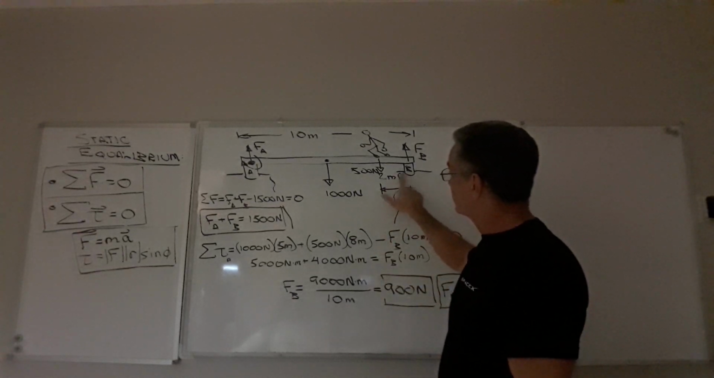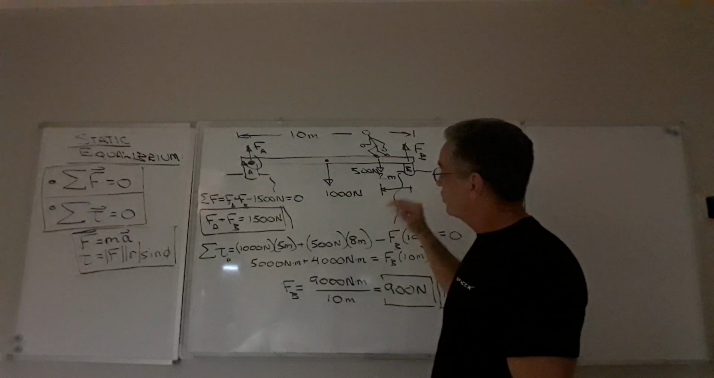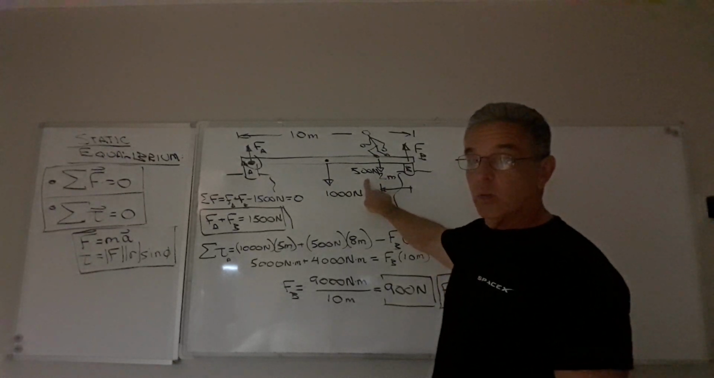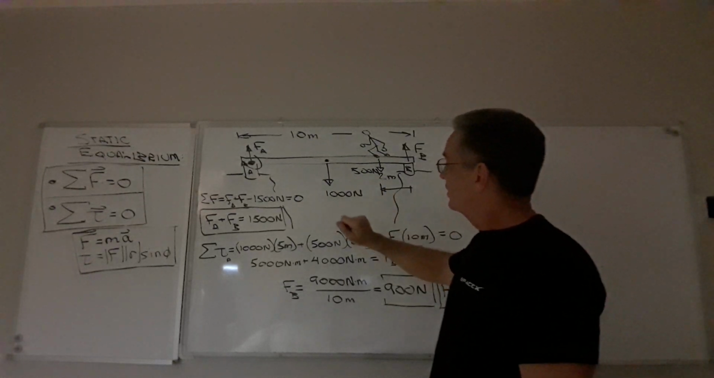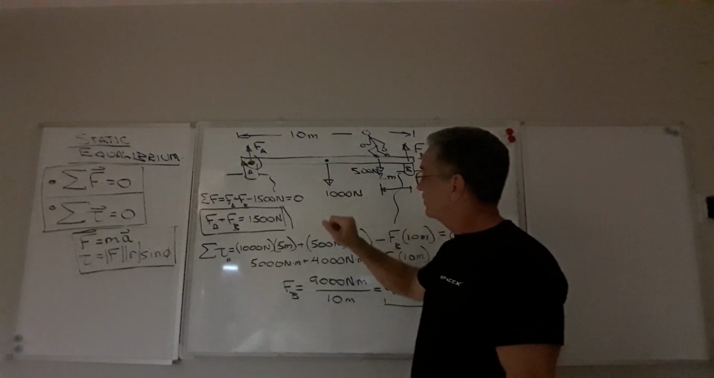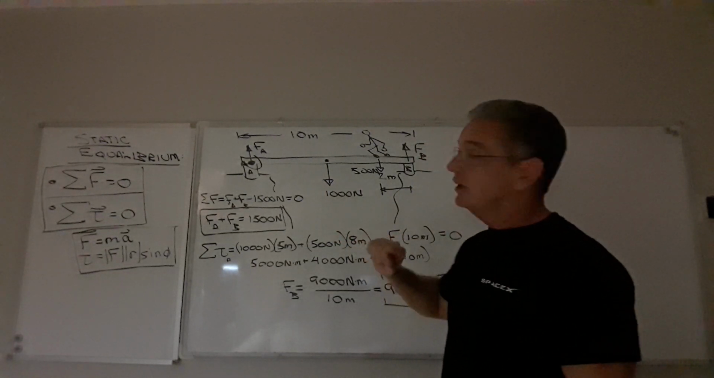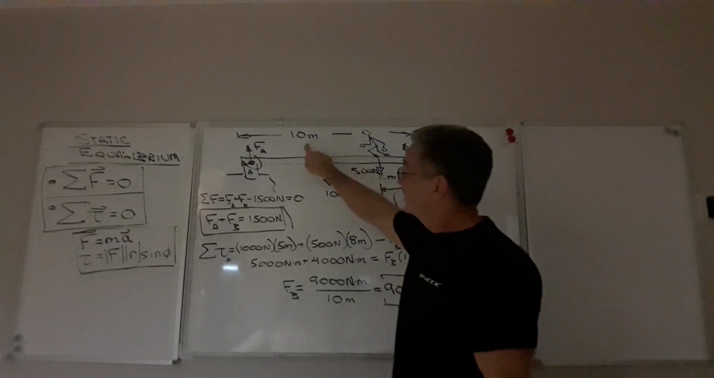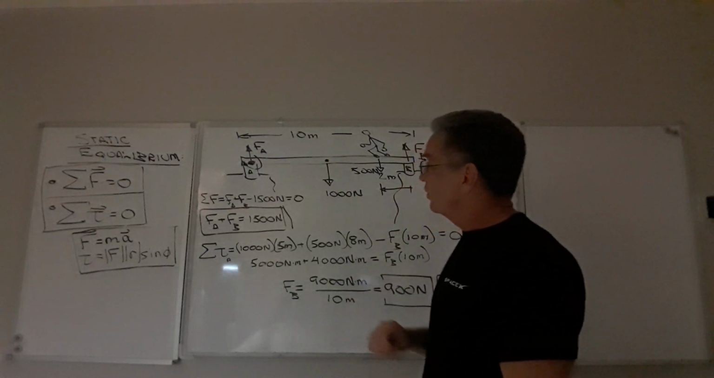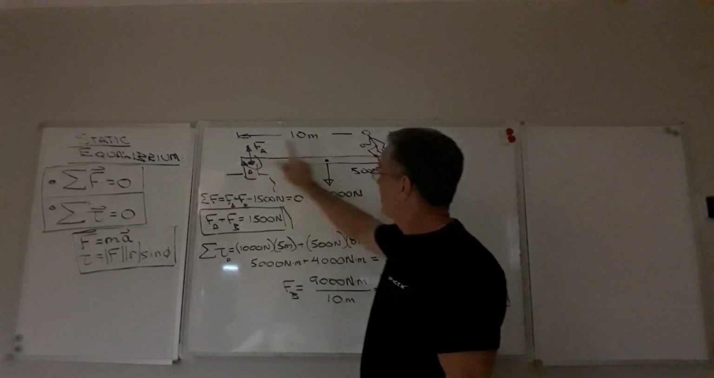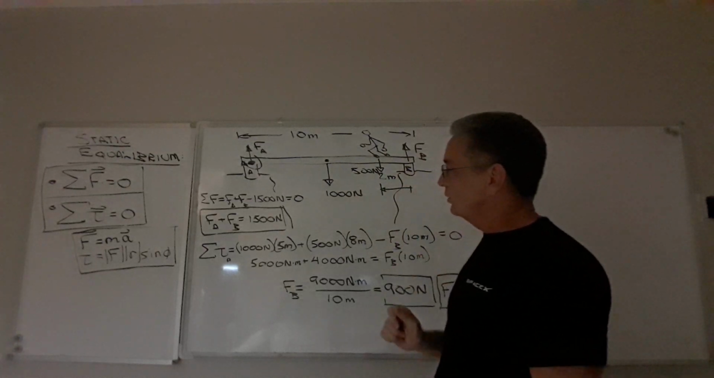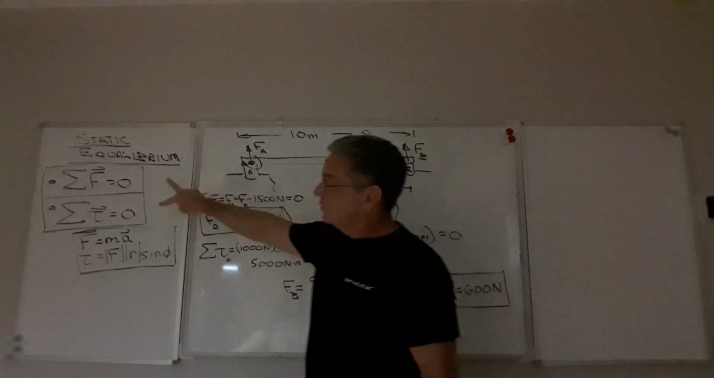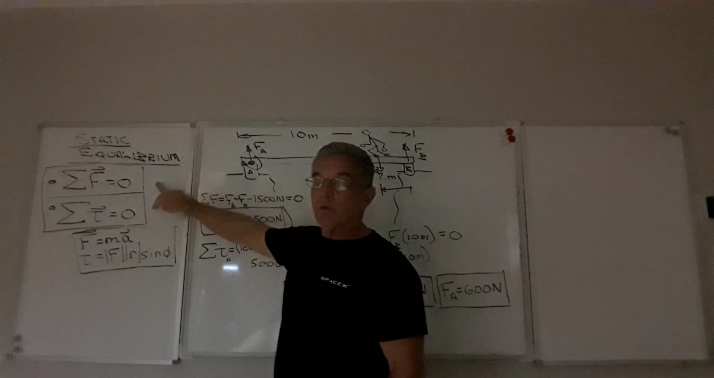He's 2 meters from side B. As he's walking across, he has a weight of 500 newtons. The weight of the bridge itself, acting at the center of the bridge, is 1,000 newtons, and the length of the bridge is 10 meters. We want to solve for force A and force B. What are they going to be equal to? We're going to use these two criteria for static equilibrium to determine what FA and FB are.